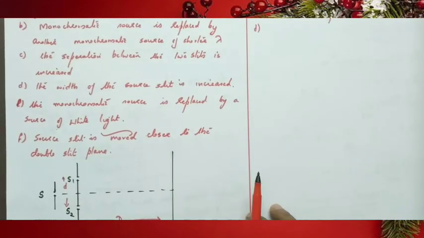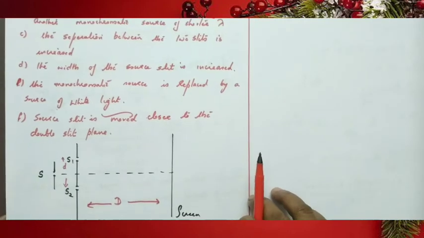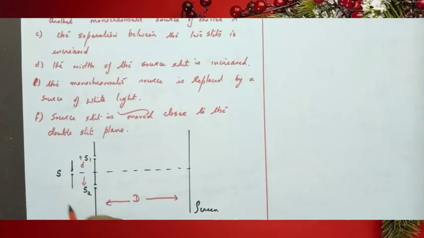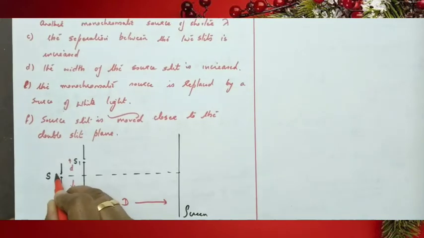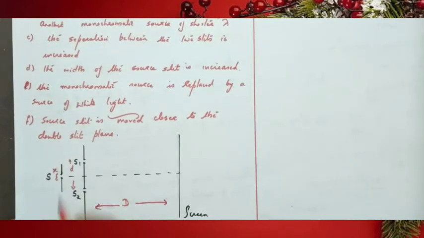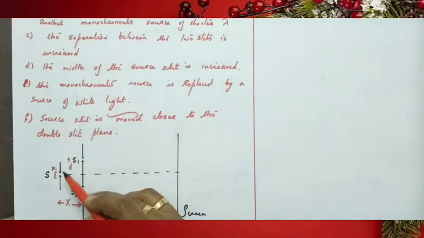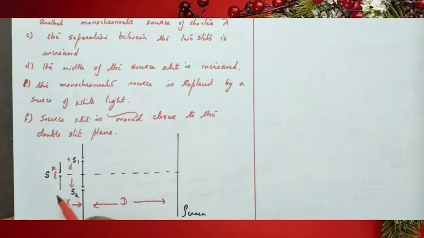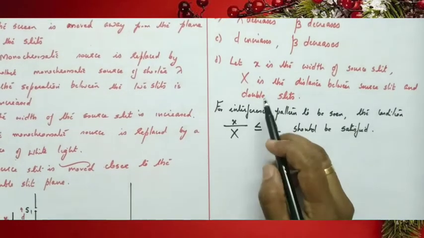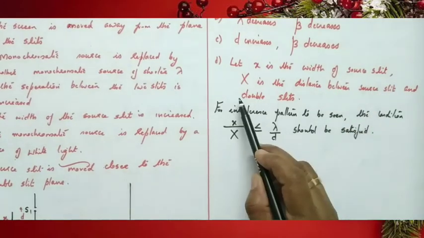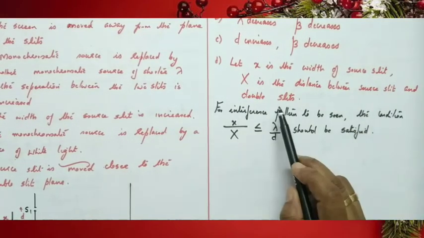There is one condition for forming the interference pattern. Let the width of the source slit be represented by small x, and the distance between the source slit and the double slit be capital X. So small x is the width of the source slit and capital X is the distance between the source slit and the double slit.